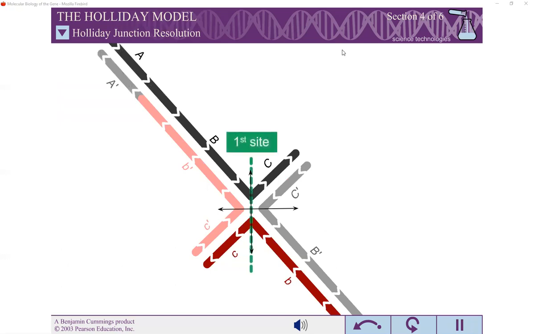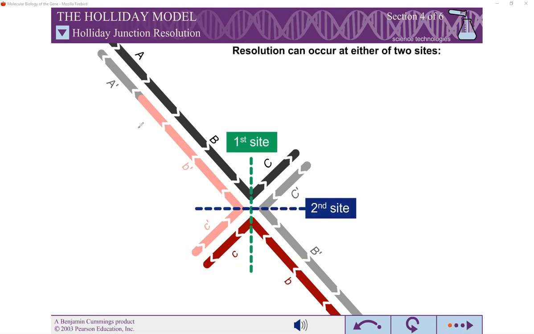Resolution can occur at one of two possible sites. Cleavage at each of these two different sites results in a different genetic outcome. Now, which are the two different sites and how is the cleavage going to take place at the first site and the second site? Which are the different products which would be produced? If cleavage is going to take place at the first site, do you know what would be the result produced?